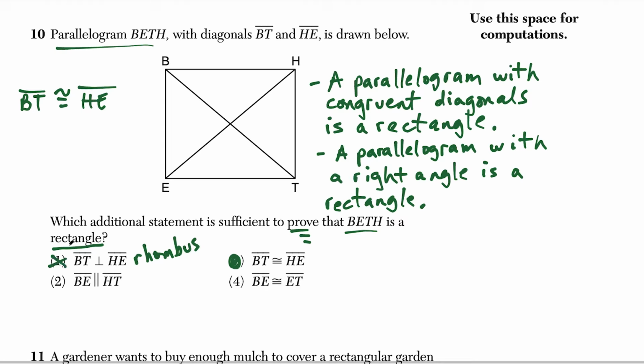And then what if we were told that BE is parallel to HT? Well, this is nothing new. This is just a result of BETH being a parallelogram. So once we know that BETH is a parallelogram, then it just follows that the opposite sides are parallel. So this is nothing new, so that's why we could cross out 2. And now, why is 4 no good? Well, if we're told one pair of consecutive sides are congruent, that's enough to establish that this is a rhombus.